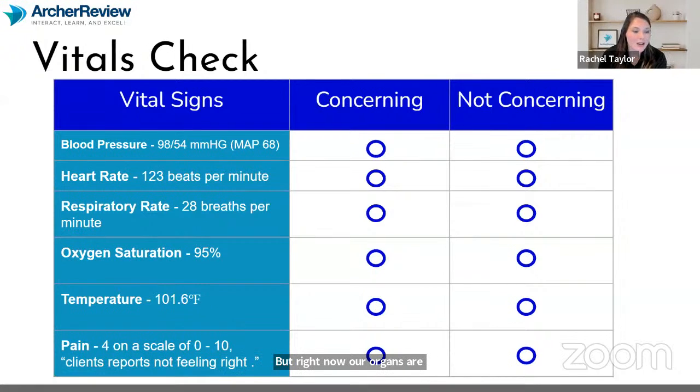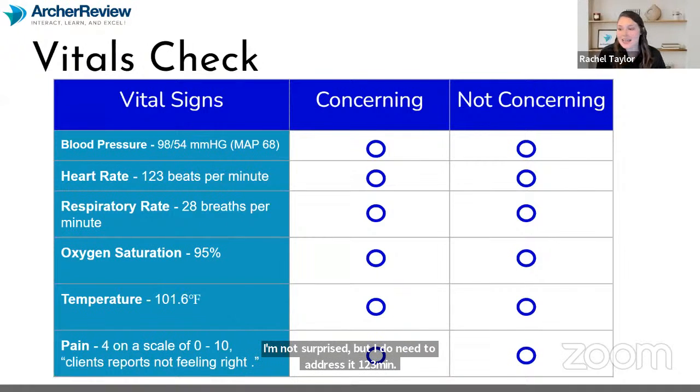The heart rate is 123. Are we concerned about a heart rate at 123? We're concerned, right? When we're above 100, we've got tachycardia. Now, here's the thing. Am I surprised that they're tachycardic? I'm not surprised, but I do need to address it. 123 beats per minute. My client can't do that forever.